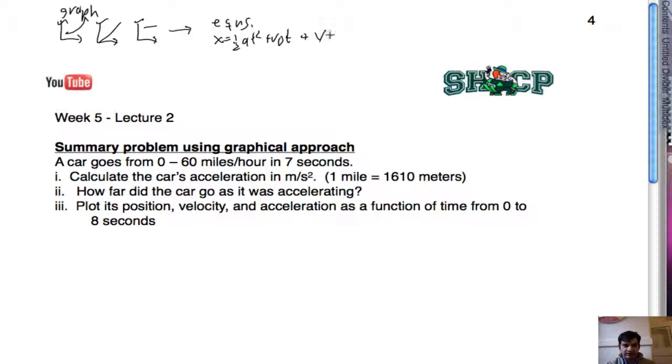and v equals at plus v naught, and v squared equals v naught squared plus 2a delta x. So the whole point of the last video is, you have graphs. How do they connect with equations? How are those two things connected?